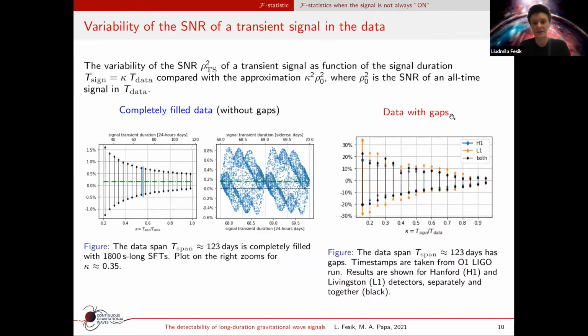When the data has gaps, we look at the right plot, and then the variabilities are much bigger. As I said, it depends on the particular gaps in the data. So the variabilities can be computed for every particular gap pattern when we know the timestamps of this observation run. The maximum variability for shorter signals is about 60% of the SNR, and it gets smaller for the longer duration transient signals.